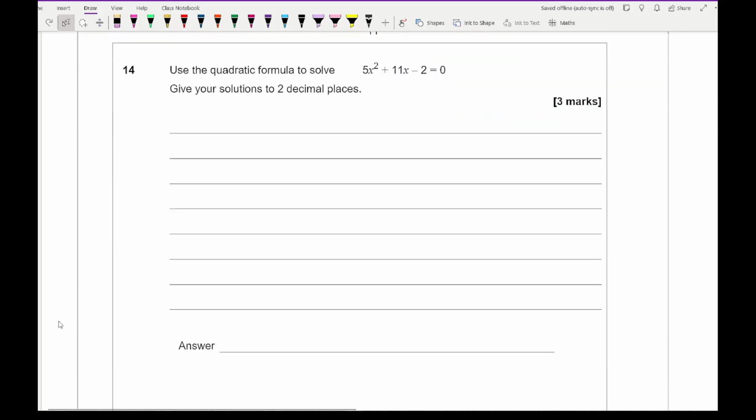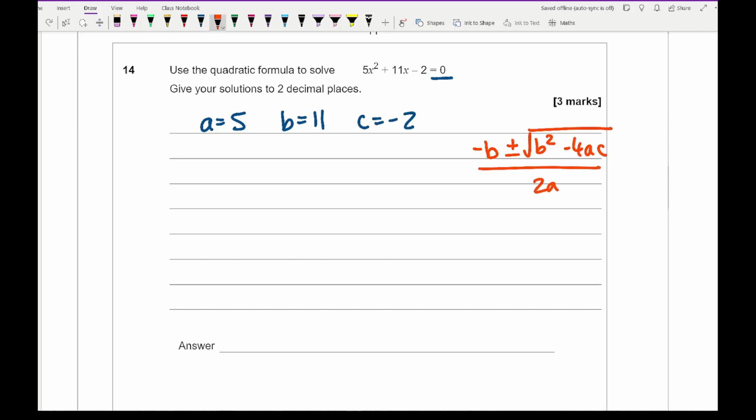Then moving on to question 14, it says use the quadratic formula to solve this quadratic equation. So straight into the quadratic formula. First of all, check and make sure it equals 0, which it does. So here we've got a equals 5, b equals 11, and c equals minus 2. Now in terms of the quadratic formula, remember it's minus b plus or minus the square root of b squared minus 4ac, all divided by 2a. So this is the formula that we are going to be using.